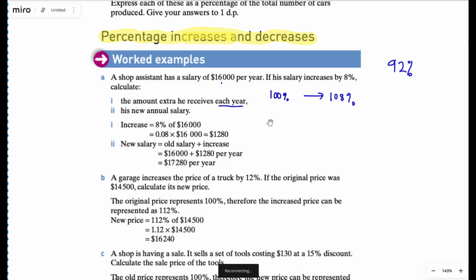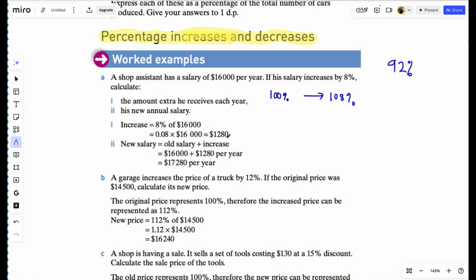use that percentage, 8%. You know they've given us 8%, right? So you say 8% multiplied by $60,000, and then we will get $1,280 to be precise. So this is what she will get. 8% means 8 over 100. 8 over 100 means 0.08. 0.08 multiplied by 60,000, you will get what? $1,280.